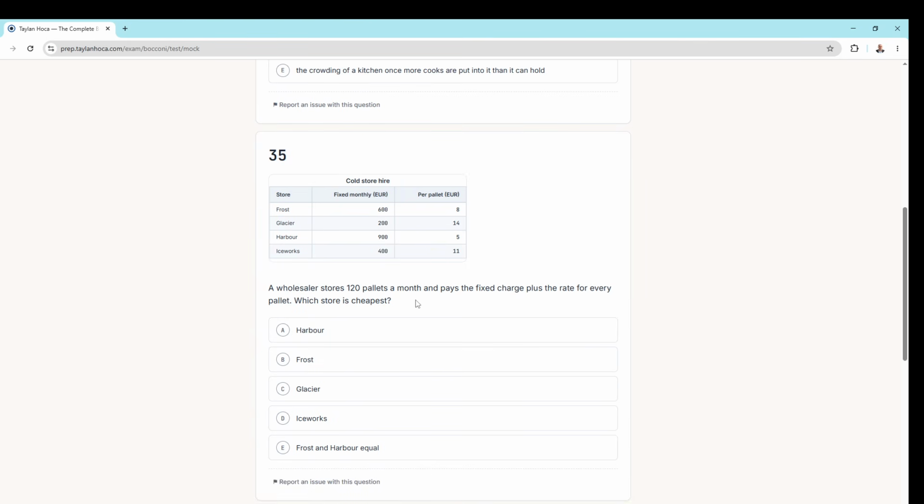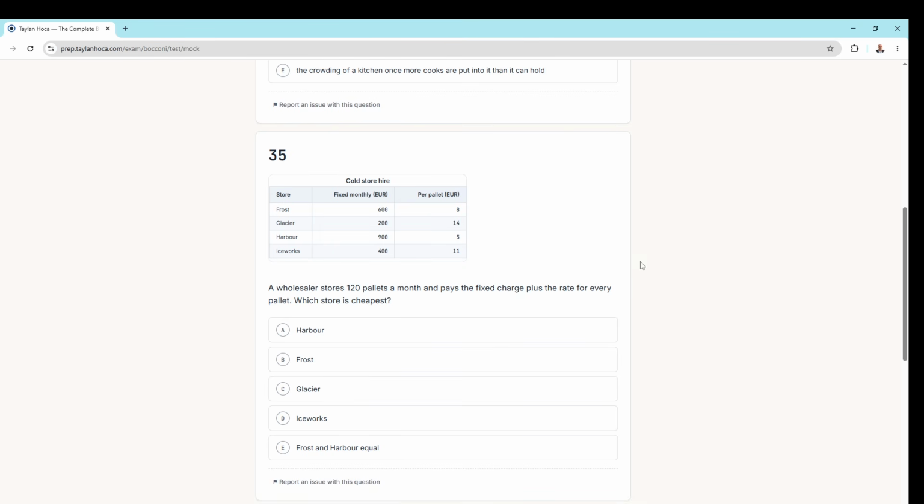A wholesaler stores 120 pallets a month and pays the fixed charge plus rate. Okay, which store is cheapest? Same question, kind of. Fixed month and per pallet. So 120 times 8, 960 plus 600. So 1560. So, 120 times 14 plus 200. Is that more? Let me check. 1200, and yes, it is more.